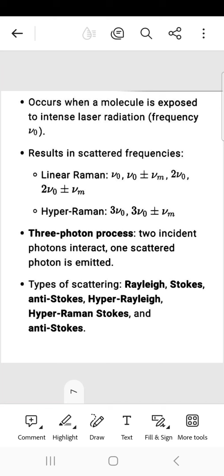The hyper-Raman effect occurs when a molecule is exposed to intense laser radiation. The resulting scattered frequencies in linear Raman scattering are nu0, nu0 plus or minus nu-m, 2 nu0, 2 nu0 plus or minus nu-m. In hyper-Raman scattering, the scattered radiations are at frequencies 3 nu0, 3 nu0 plus or minus nu-m. It is a three-photon process, that is, 2 incident photons interact and 1 scattered photon is emitted. The types of scattering are Rayleigh scattering, Stokes, anti-Stokes, hyper-Rayleigh, hyper-Raman Stokes and anti-Stokes.